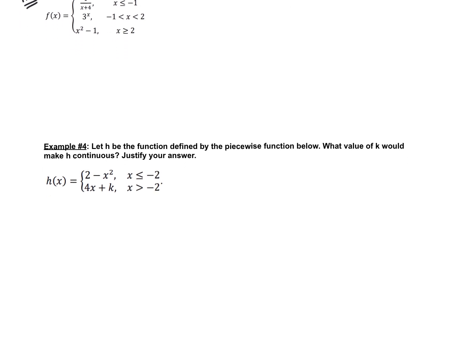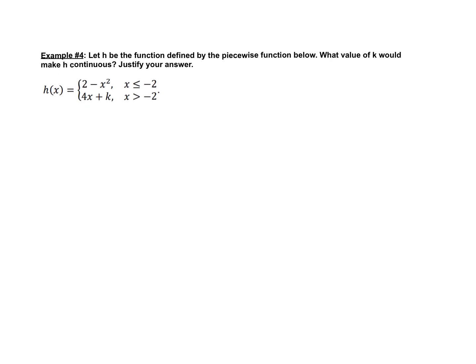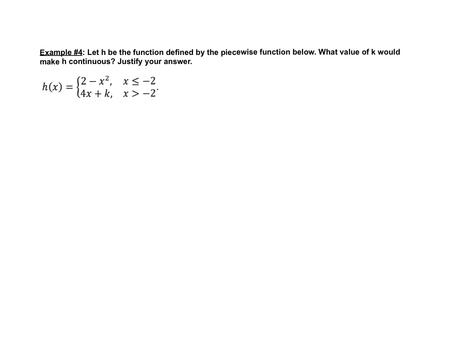But I'd actually like to jump to question number 4. And that'll be the last one that I do. It says, let h be a function defined by the piecewise function. What value of k would make h of x continuous? Justify your answer. So the first function is 2 minus x squared, and the second one is 4x plus k. So we need to find this value that will make it continuous.